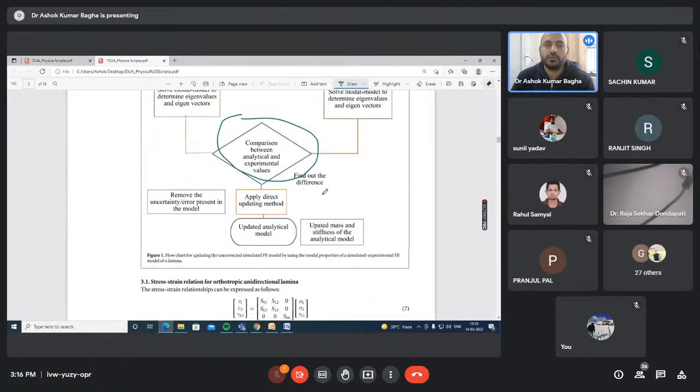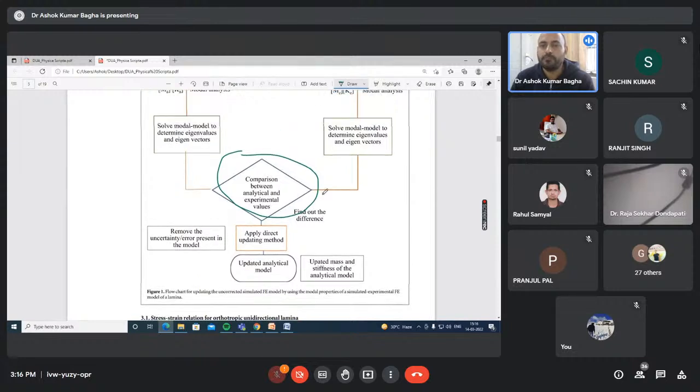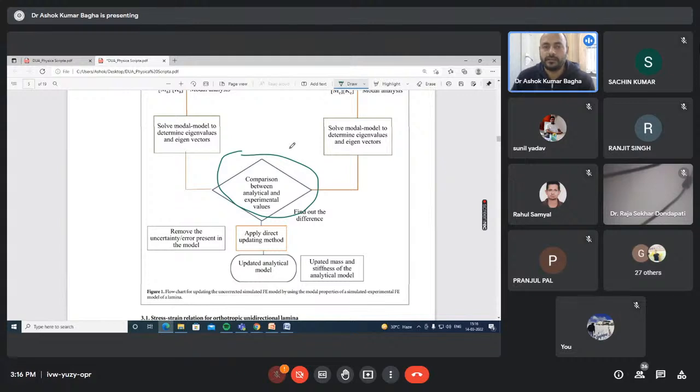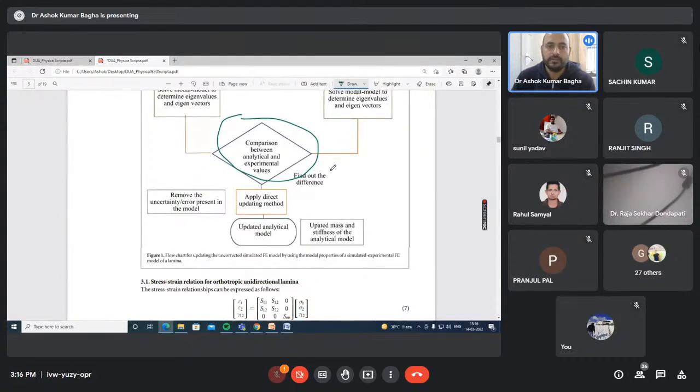Find the difference, because experimental results will never match with your simulated results. Or you can say that there is always a difference between the simulated results and experimental results, right? There's always an error. So you can remove that error or uncertainty by using the direct updating method. This updating method will give you the advantage.